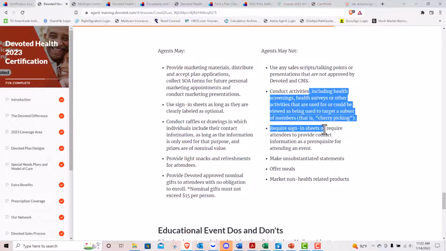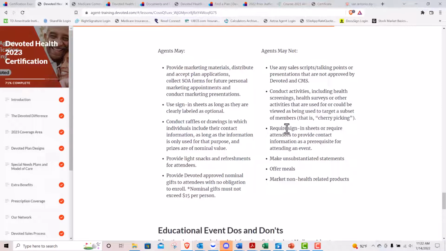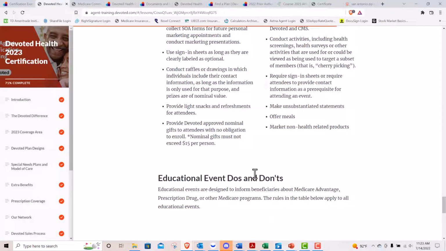No health screenings. No required sign-in sheets. Make unsubstantiated statements. So you can't say this is the best plan. You can say this is a 4.5 star rated plan. We have a 4.5 star in customer service, a 4.5 star in pharmacy benefits or whatever. You cannot have a meal, and you can't market non-health related products. You can't be selling life insurance or annuities in this presentation.